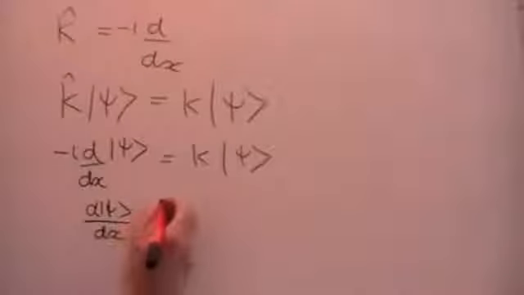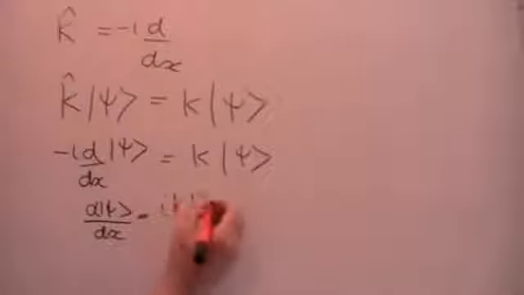If I multiply through by plus i, then plus i times minus i is minus i squared, which is simply plus 1. So now I get d psi by dx is equal to ik psi.